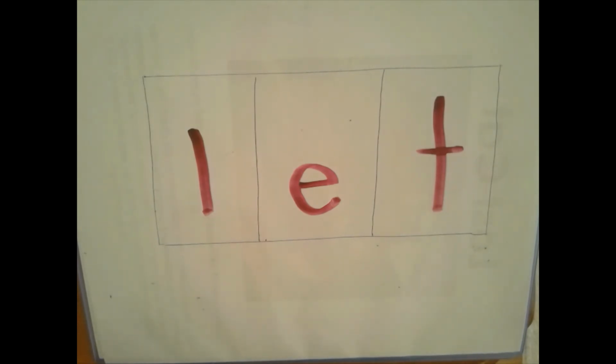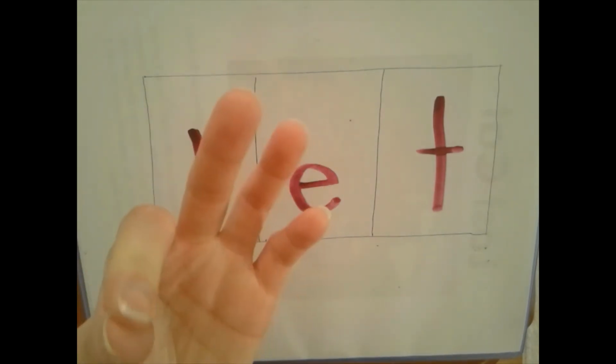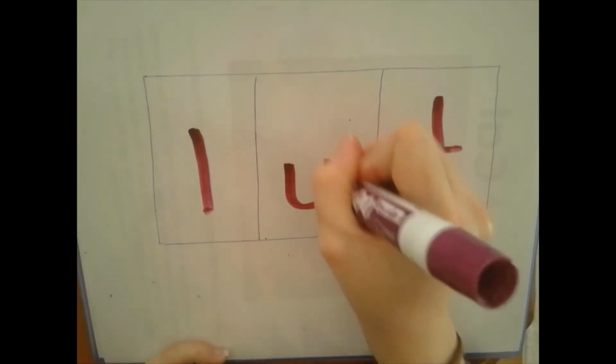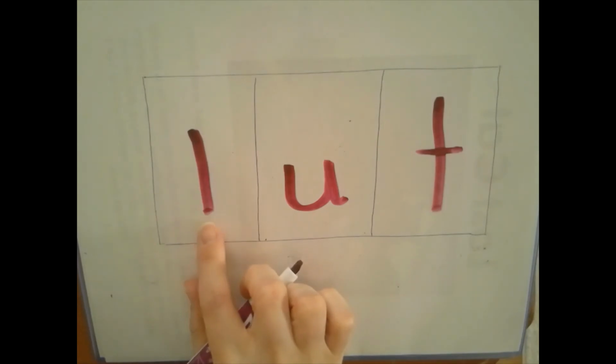Now we're going to change let to lut. Remember that sometimes we work with nonsense words. Those are words that don't make any sense. So we're going to change let to lut. Ready, go. Lut. Which one of these sounds needs to change? You're right. We don't need the E anymore. We're going to change that to the letter U. That makes it lut.